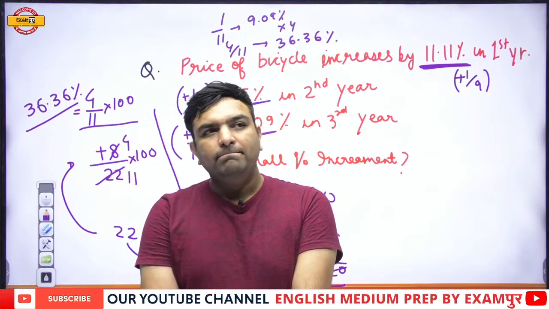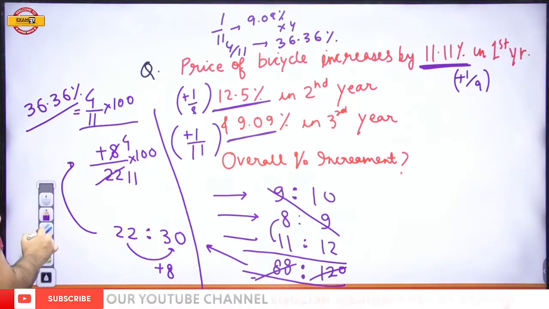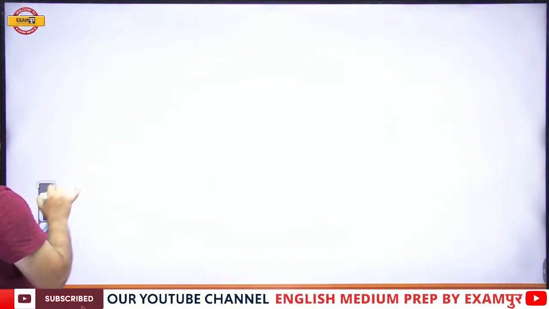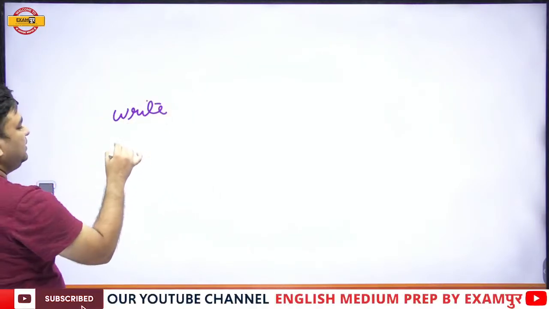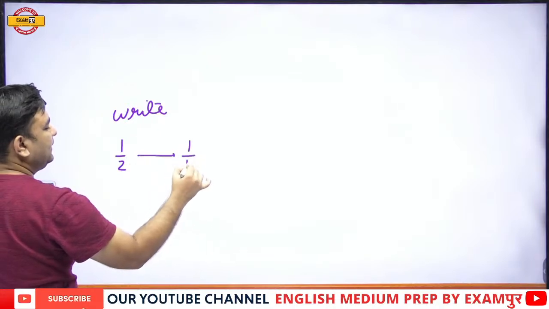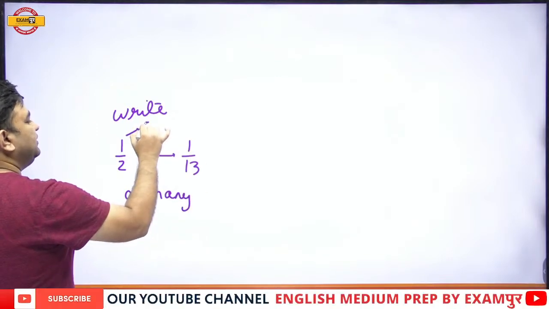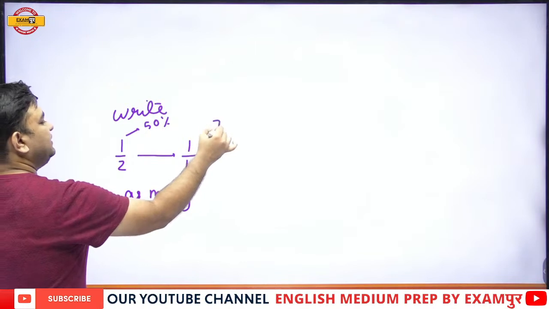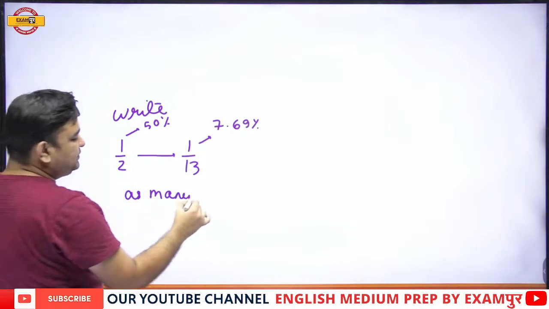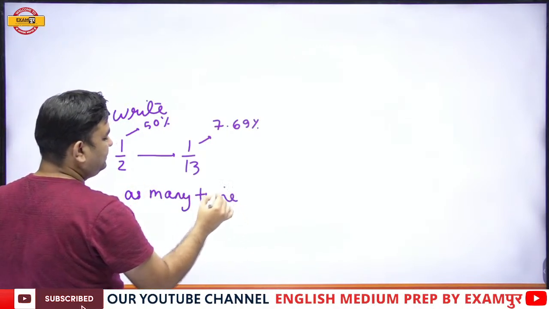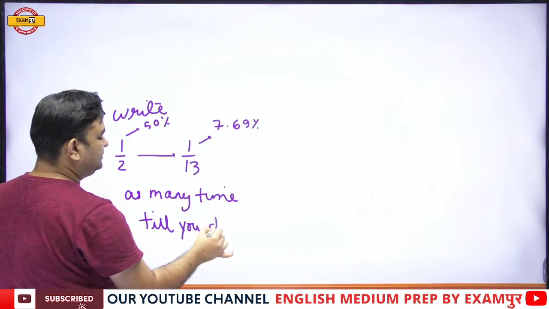What is the homework for you? The homework for you is to write 1/2 to 1/13 along with their percentages. 50%, this is 7.69%. Write 1/2 to 1/13 as many times till you don't have to think before writing.